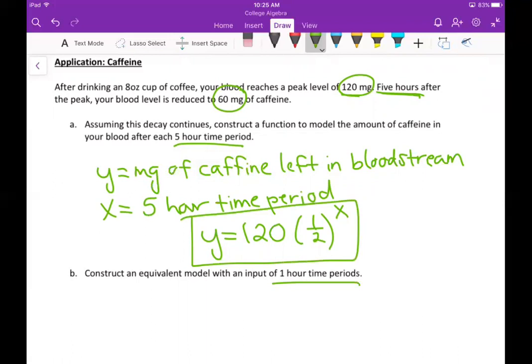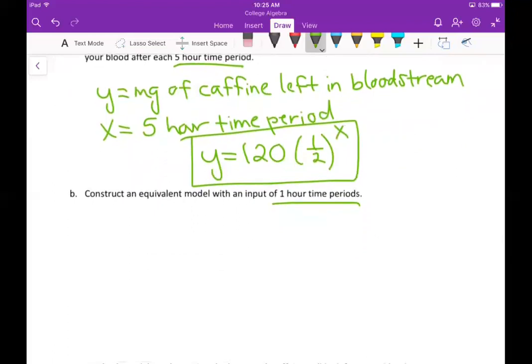Now, if we want to make this simpler, instead of having to convert back to time periods, what if I want this function to just tell me how much is left at any hour that I want to plug in? We're going to make that 5-hour time period just a single unit of every 1 hour. Setting up just a couple new variables, y is still going to be milligrams of caffeine left. And let's go ahead and change that variable so it makes a little more sense. Let's make it t so that we know this is different. It's just the number of hours, not 5-hour time periods.